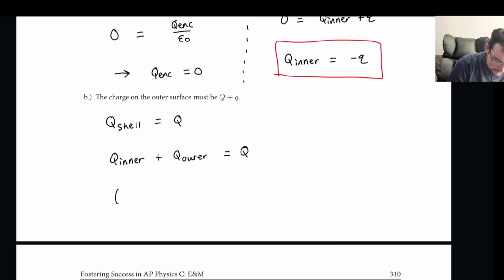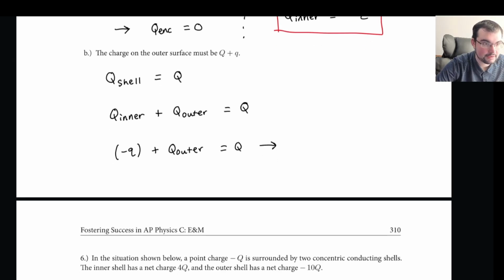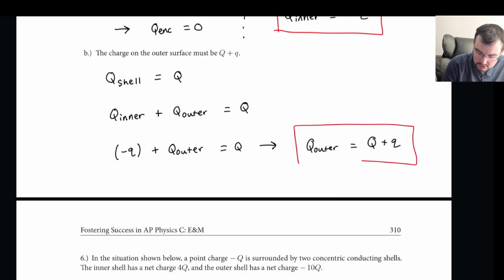We already proved the inner charge was negative q. So now it's just a matter of adding little q to both sides, and we get Q outer is equal to Q plus little q. We proved this with charge conservation.